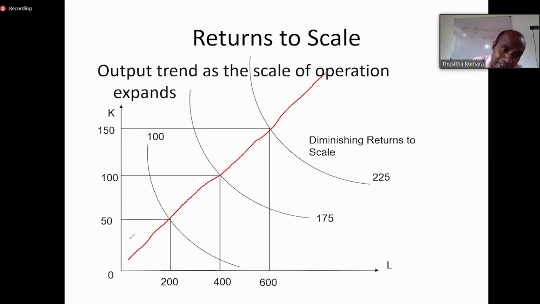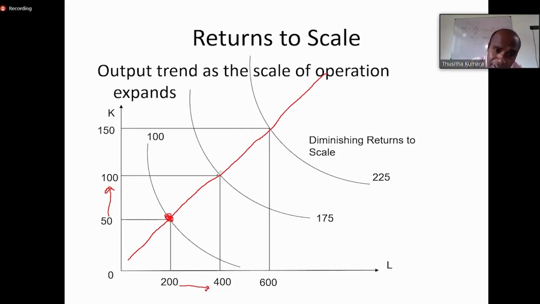In the first case, I mix 50 capital and 200 labor. My output is 100. Now what I will do is increase capital by 100%. 50 capital will be doubled to 100, and 200 labor will be doubled to 400. So both capital and labor increase by 100%.